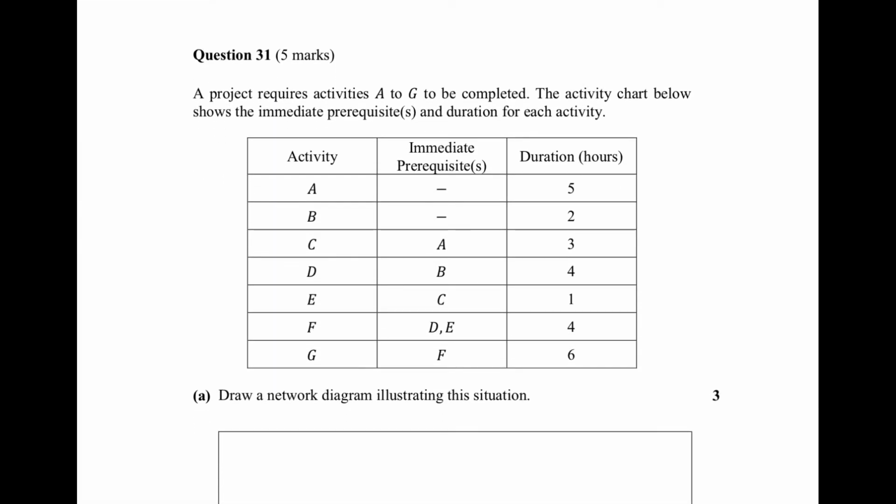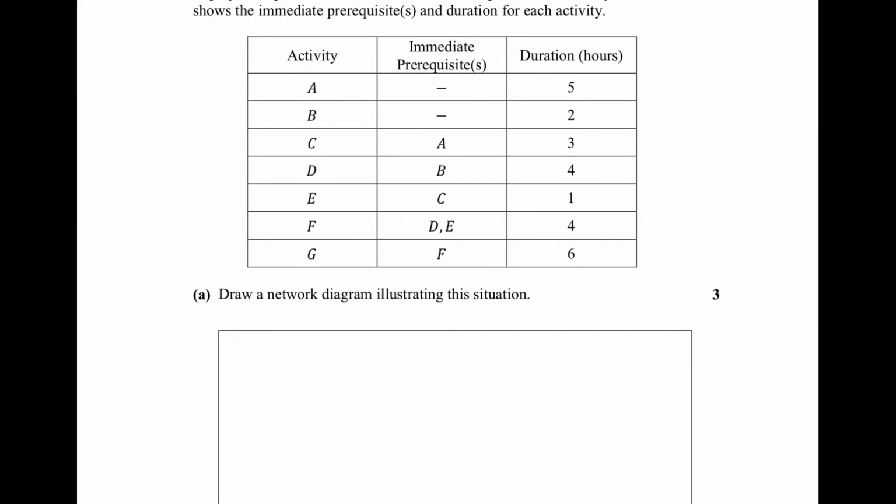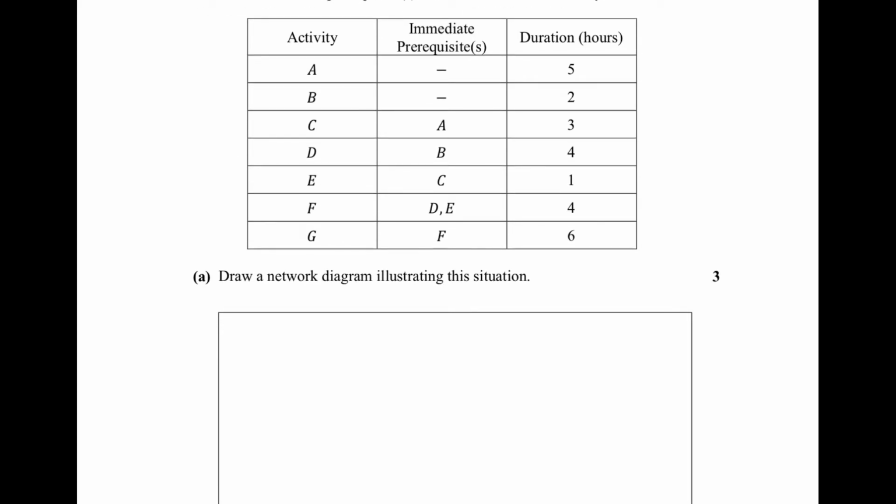Question 31. A project requires activities A to G to be completed. The activity chart below shows the immediate prerequisites and duration for each activity. Draw a network diagram illustrating this situation.